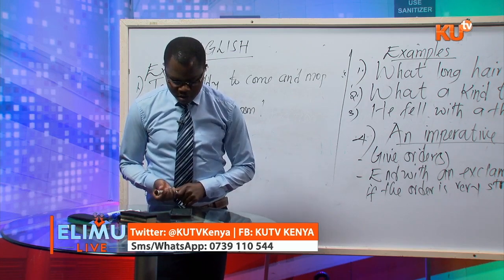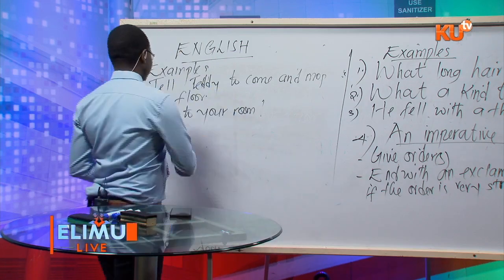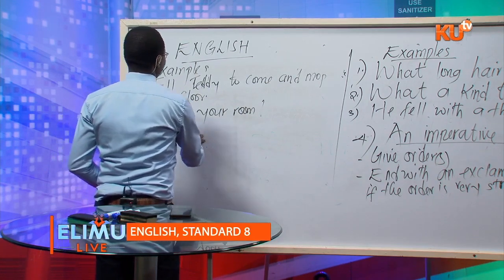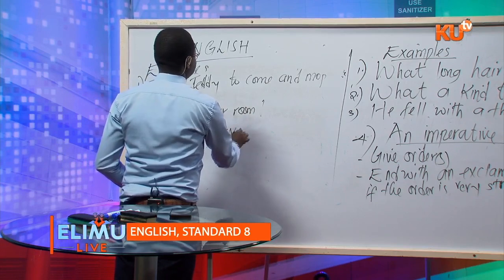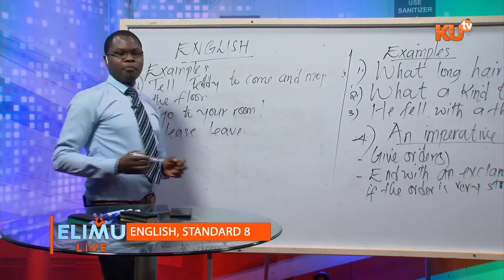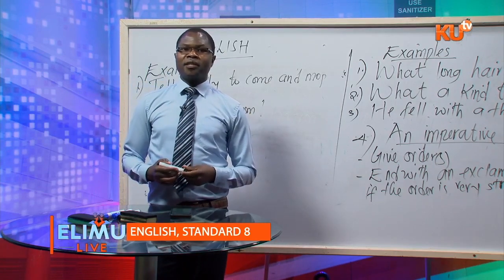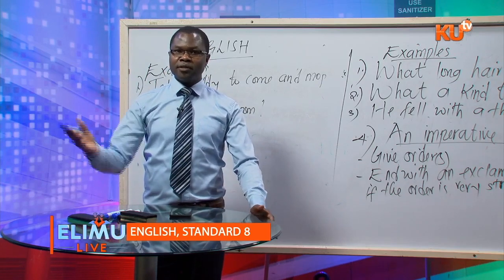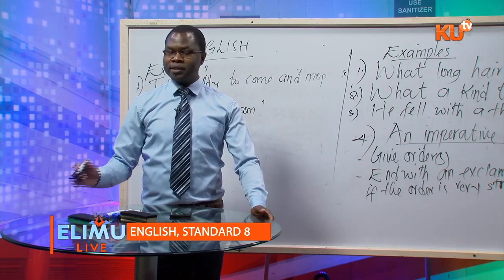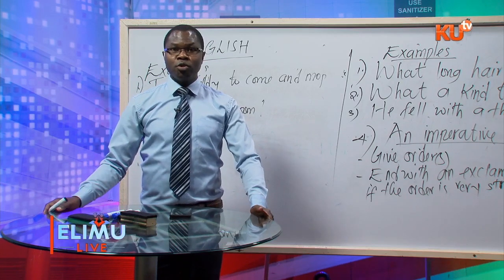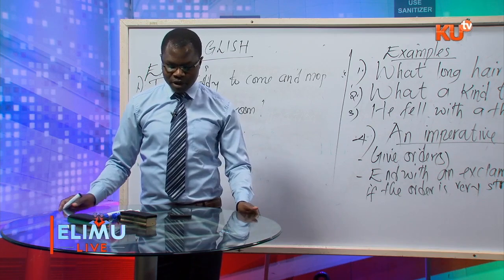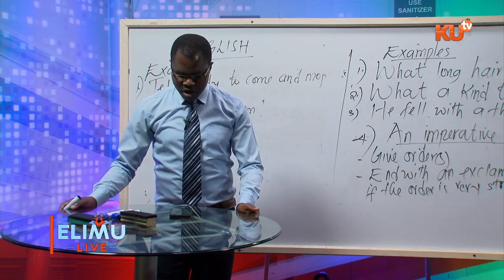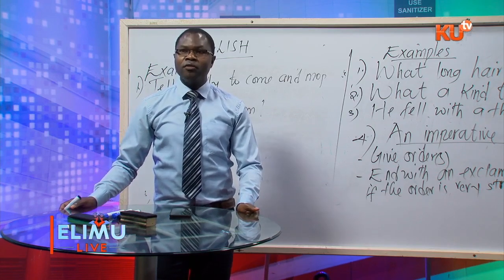Another example, please leave. Please leave. This example 3, you don't use an exclamation mark because it's not that strong. You're just asking somebody to exit. You're asking somebody to leave. Therefore, you don't use an exclamation mark. And then the last sentence on the same, shut the door.